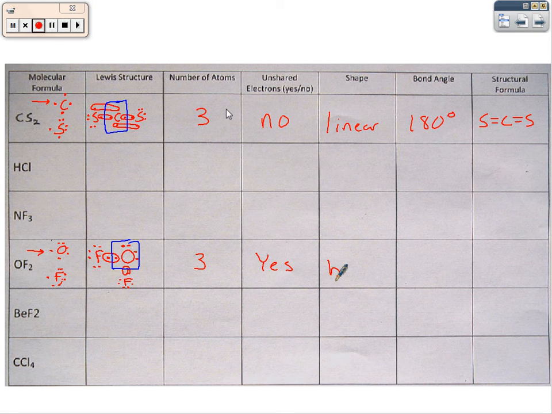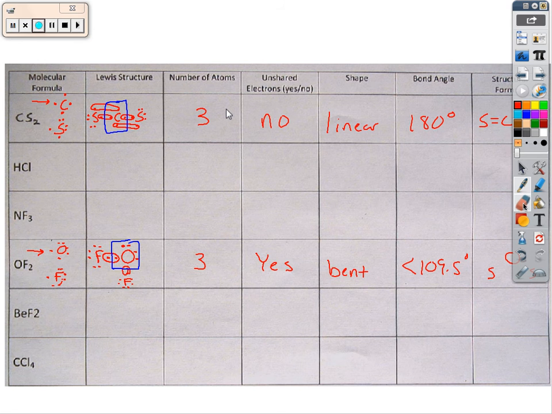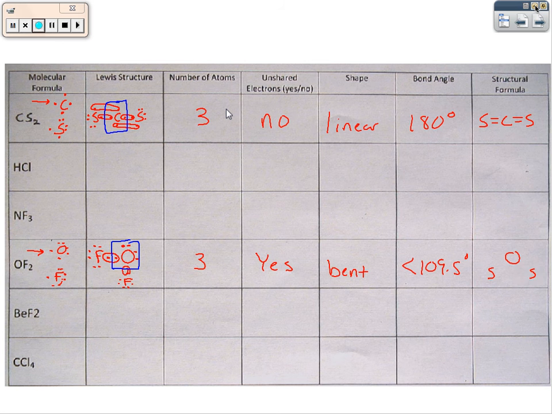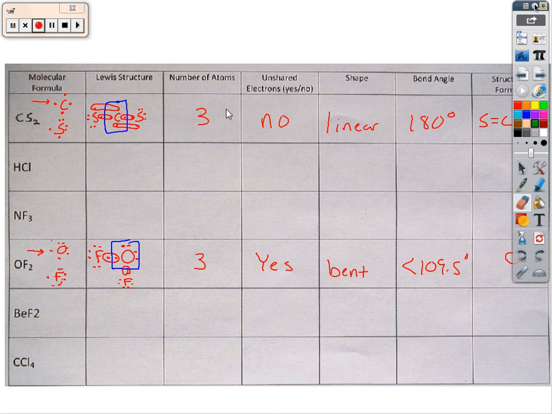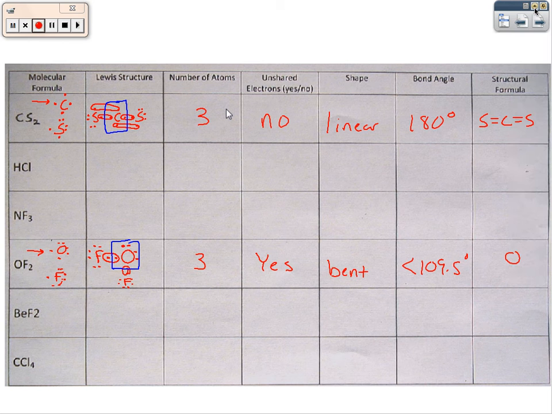So again, the shape is called bent. The bond angle is less than 109.5 degrees. The shape being bent, we put the oxygen in the middle. The fluorines are going to go down below it, deflected a little bit. Fluorine this time. The fluorines are going to be deflected down a little bit.